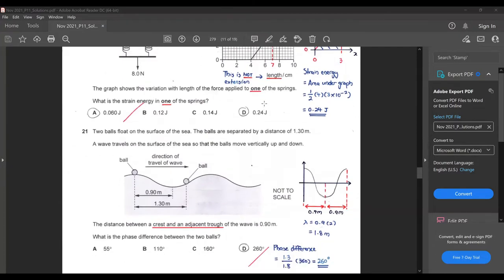Okay, now 21. You have two balls that float on the surface of the sea. The balls are separated by a distance of 1.3 meter. The wave travels on the surface of the sea so that the balls move vertically up and down. The distance between a crest and an adjacent trough of the wave is 0.9 meter. What's the phase difference between the two balls? Okay. So right now, they want the phase difference between the two balls, right?